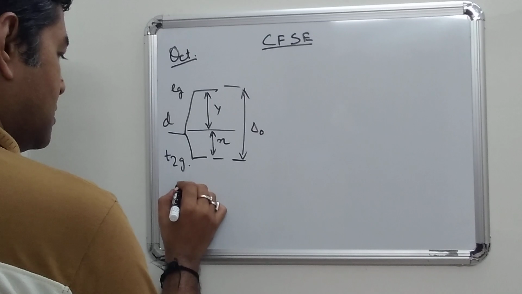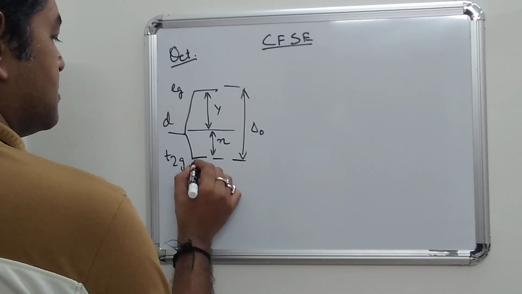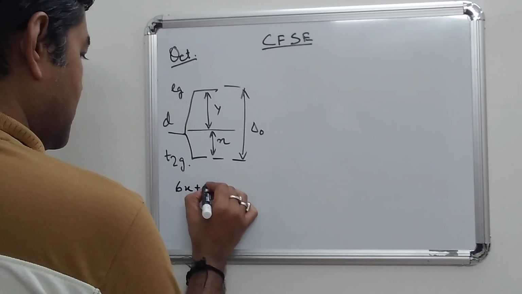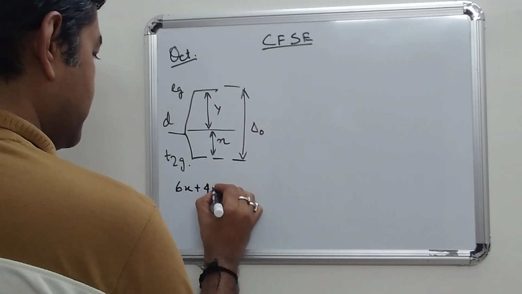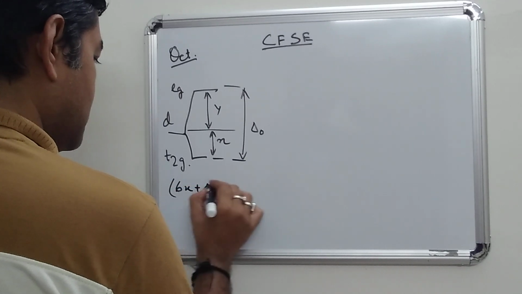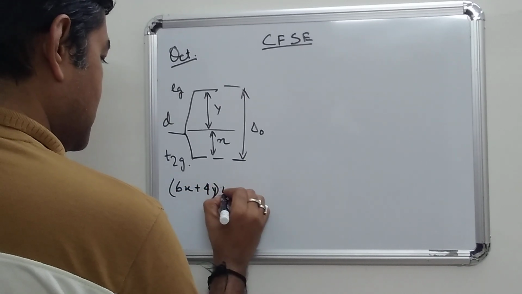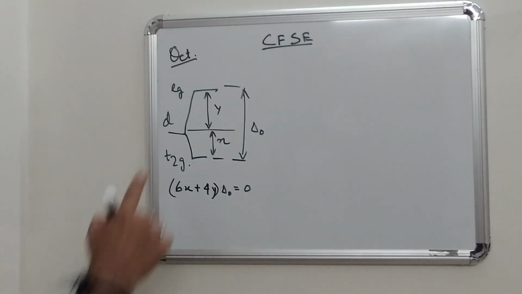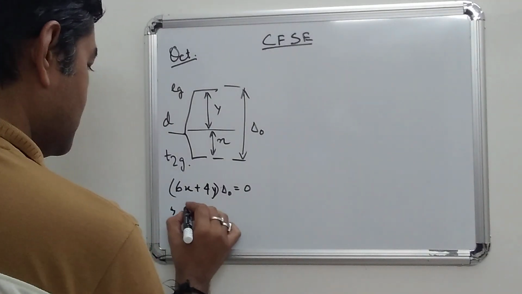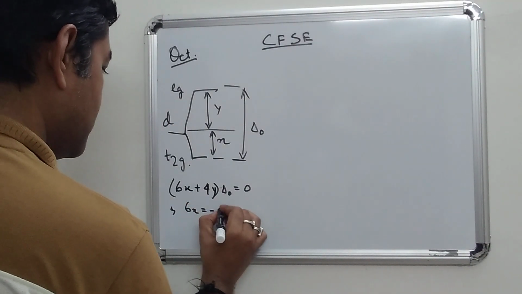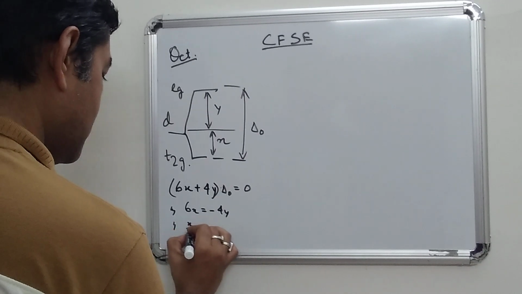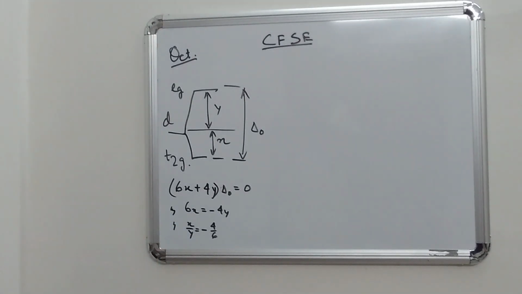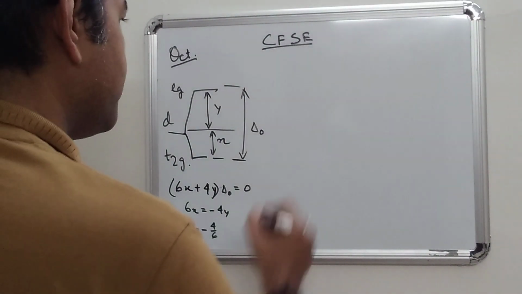delta 0. So the maximum capacity of 6 electrons in the T2g orbitals multiplied by x, plus similarly 4 multiplied by y, equals 0, and the total energy will remain the same. So 6x equals minus 4y, or x by y equals minus 4 by 6. So the ratio of x and y will be 4 is to 6.